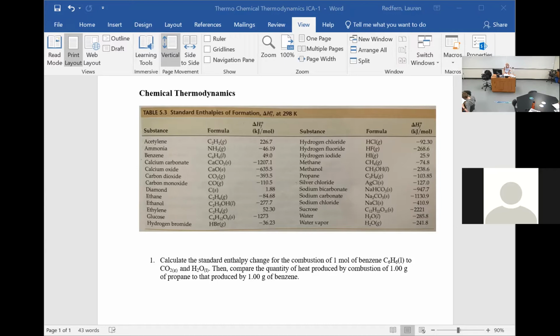So the molar mass of propane is 44.1 grams per mole. And the molar mass of benzene is 78.1 grams per mole. You can also probably calculate those because carbon and hydrogen are ones that you might have memorized.